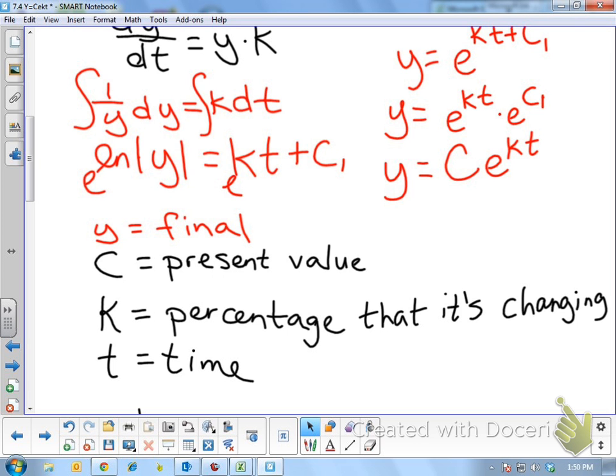If they tell you years and then they say, how much money will you have after half a year, what would we use for time? 0.5. So you do have to go with whatever time unit they have given you in the problem. We could also do growth.